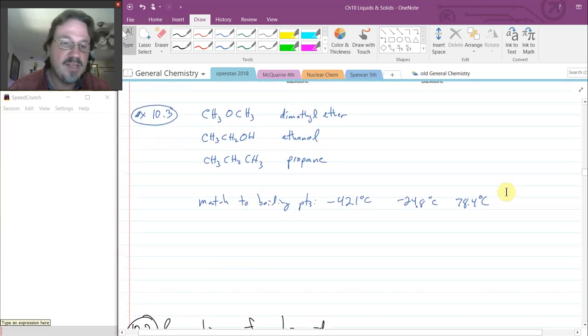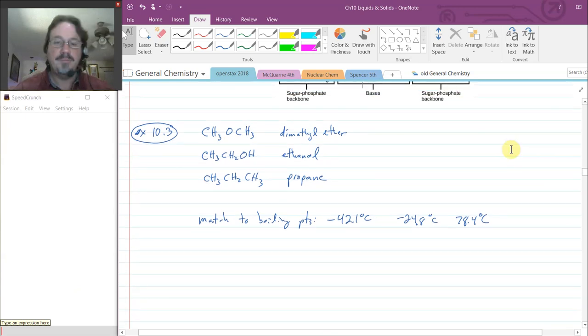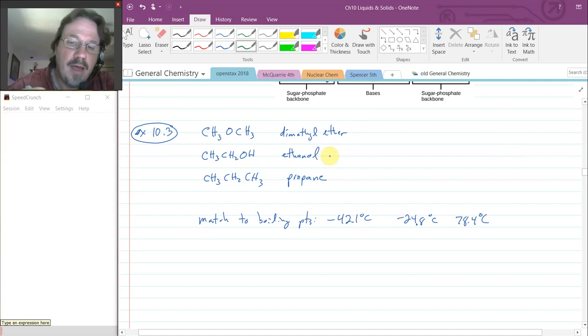Alright, so we'll end this section here by looking at example 3. They give us 3 molecules: dimethyl ether, ethanol, and propane. They say, there are 3 boiling points: negative 42.1 Celsius, negative 24.8 Celsius, and positive 78.4 Celsius. Match the molecule to the boiling point.